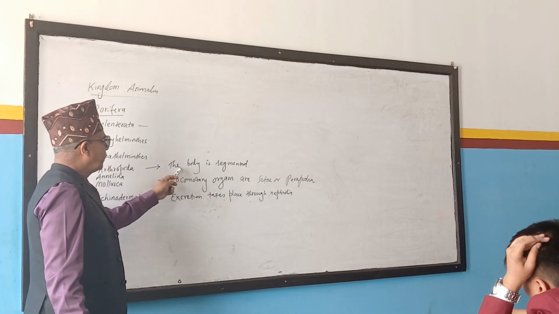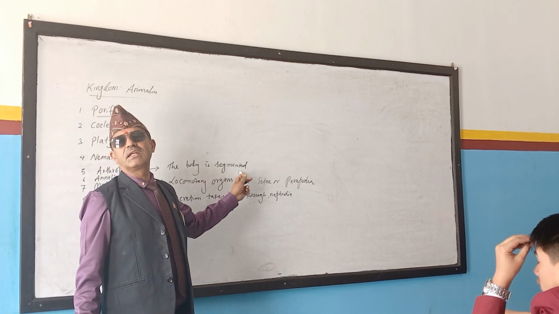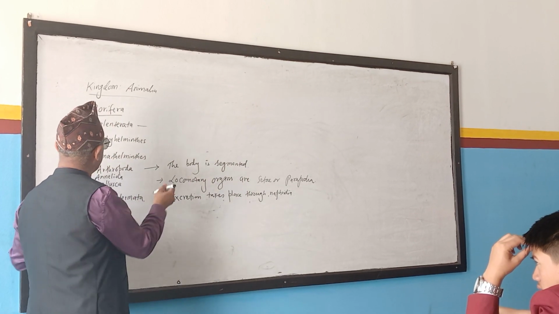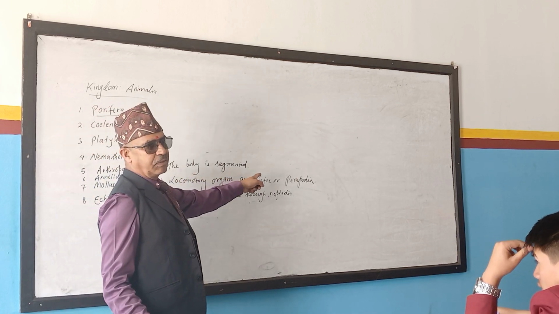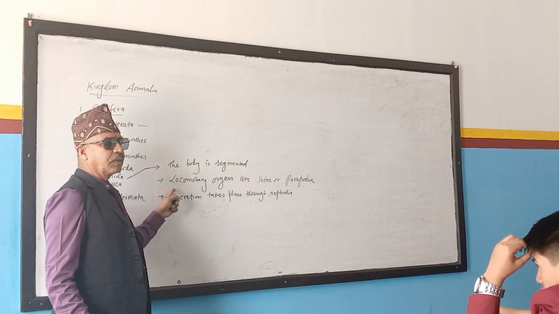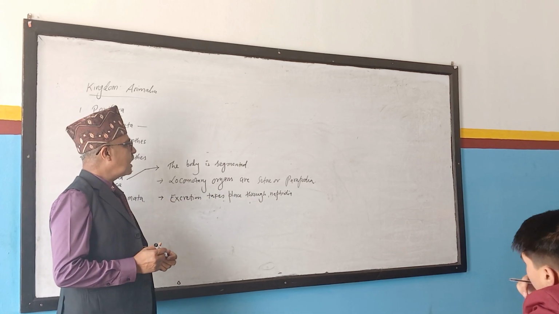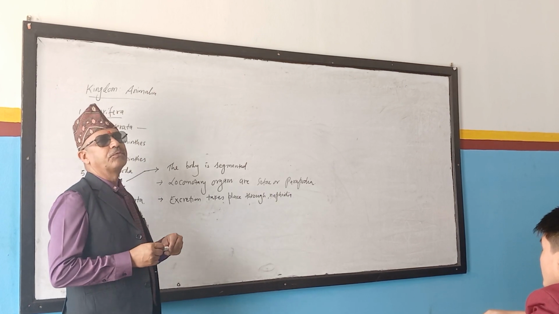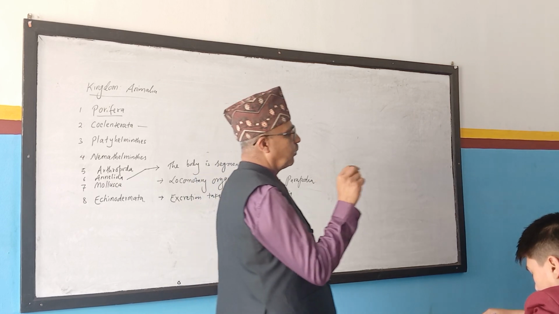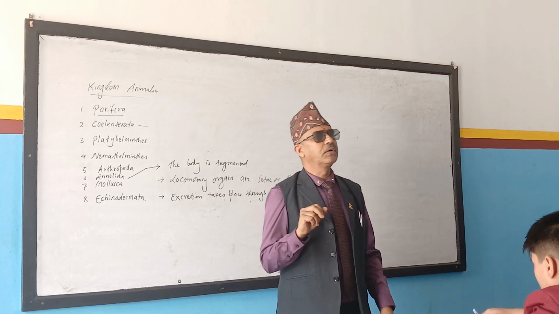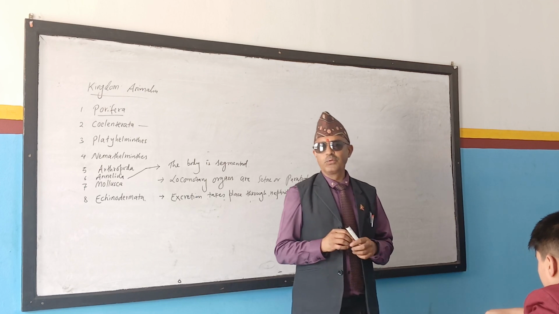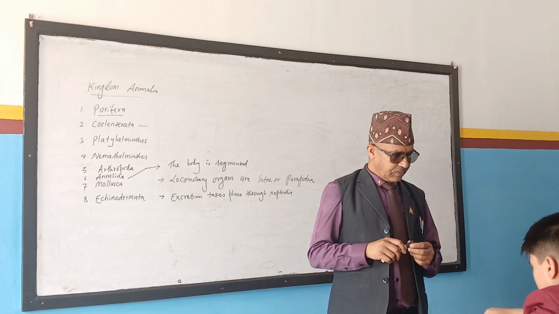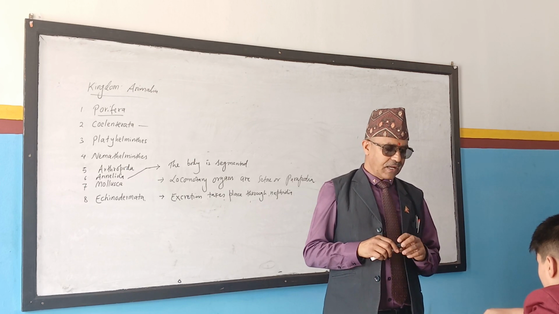So what are the major characteristics, salient features of Annelida? The body is segmented. They are called segmented worms. Point number 2, locomotory organs are setae or parapodia. Number 3, excretion takes place through nephridia. Now, what are the examples of Annelida? Sandworms, earthworms, leech, right? And others. Three are given, isn't it?